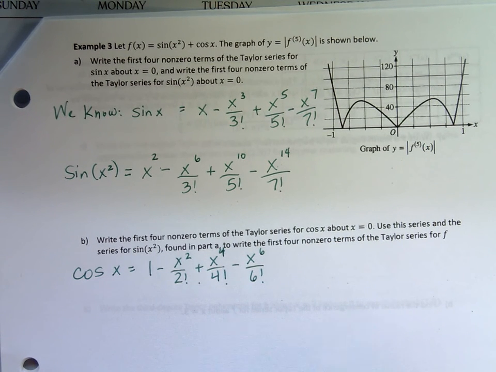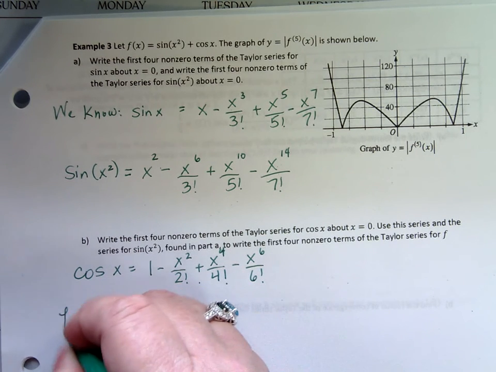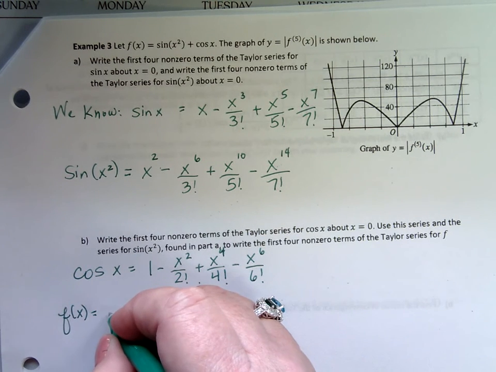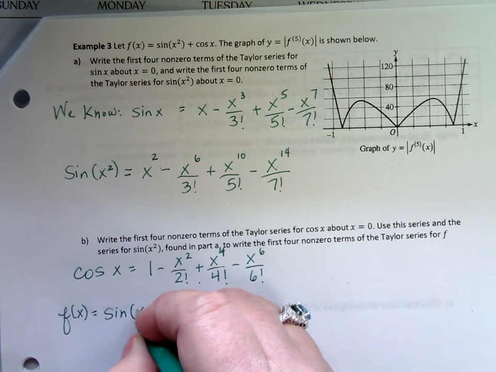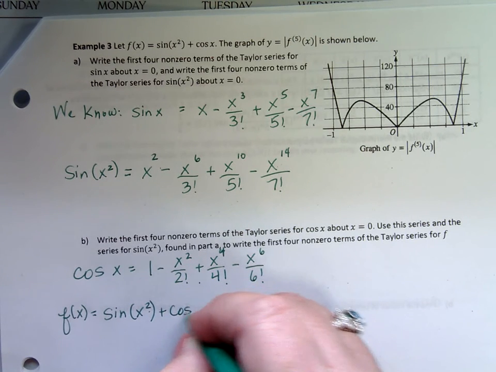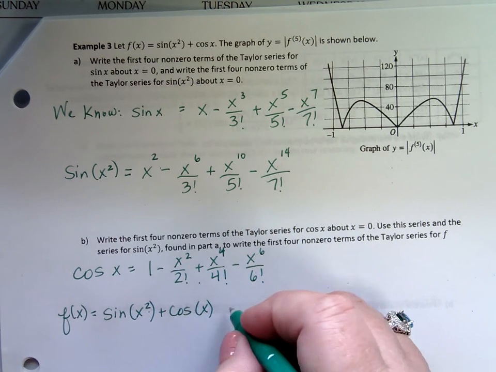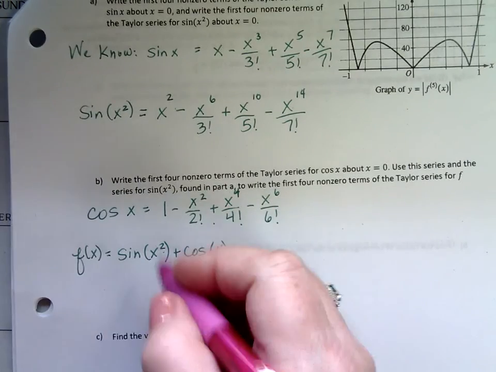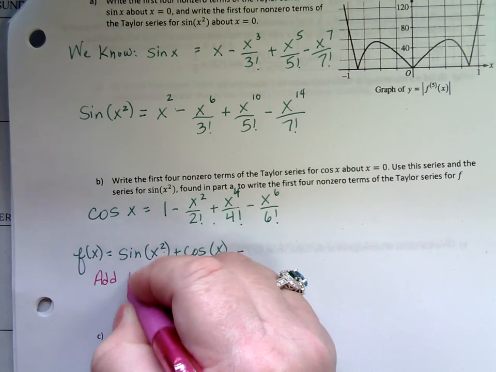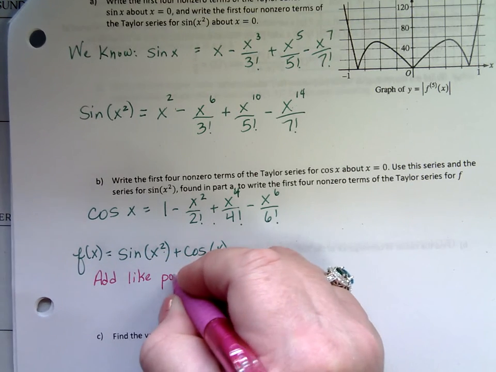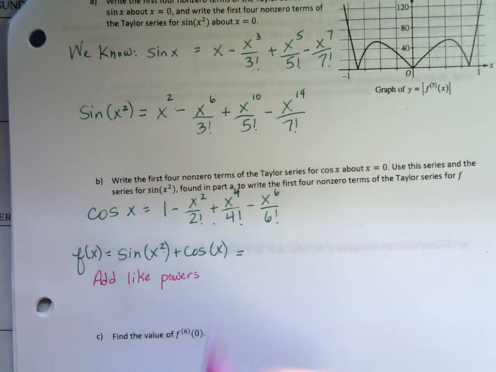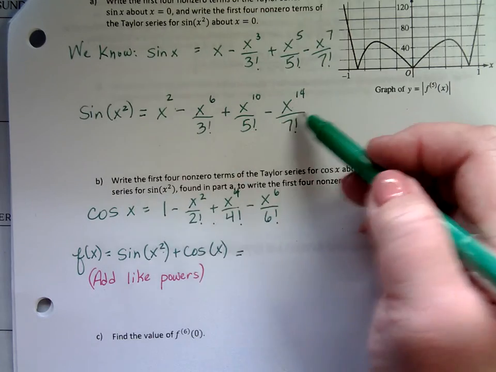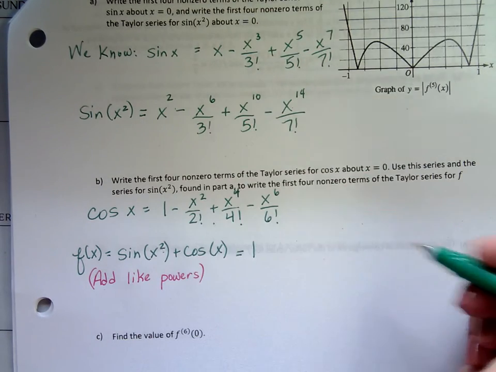So my function f of x, what I'm looking for, is the sine of x squared plus the cosine of x. What I have to do, and I wrote a little note here on mine anyway, is that you're adding like powers. You can't combine them if they're not like powers. So that was my hint to myself when I was doing it. So I have a 1. Do I have any other constants? No, nobody's just got a 1. So 1 is one of my first ones.